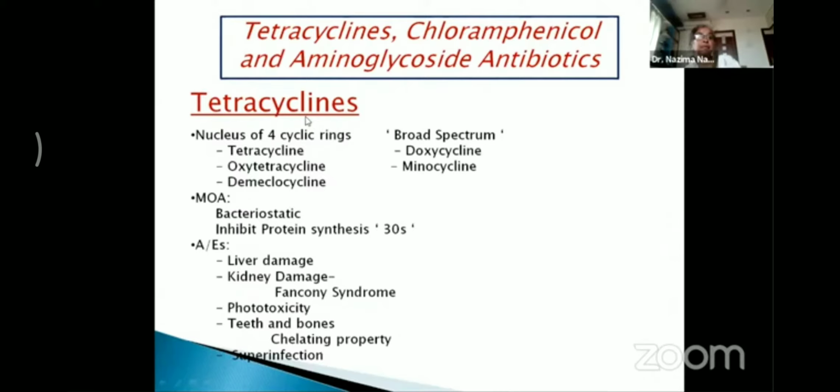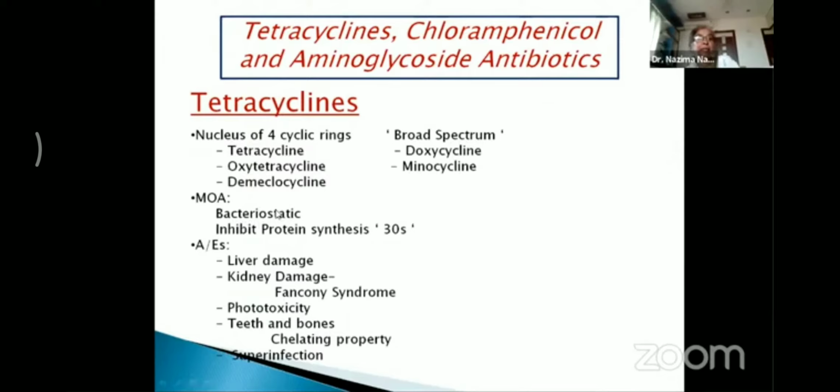Now, the tetracyclines have a nucleus of 4 cyclic rings. This nucleus, which consists of 4 cyclic rings, therefore the name tetracyclines. Now, the various drugs which are classified under the tetracyclines are tetracycline, then we have oxytetracycline, then we have demiclocycline, we have doxycycline, we have minocycline. So all these are classified under the tetracyclines group of antibiotics.